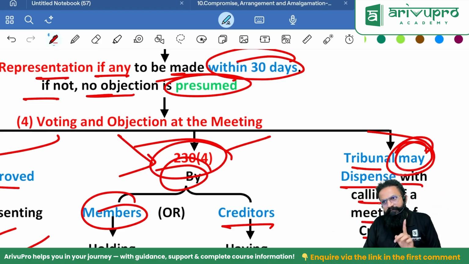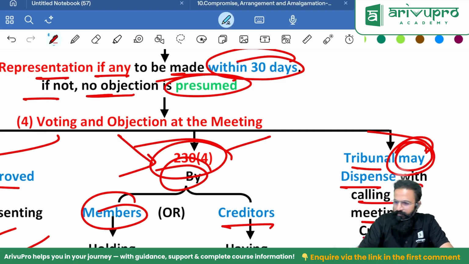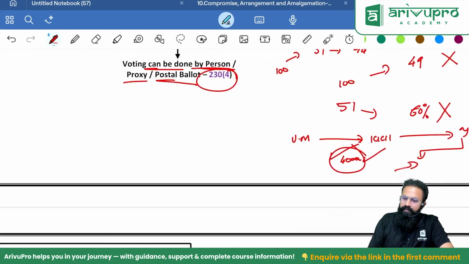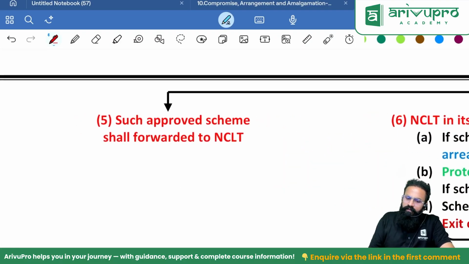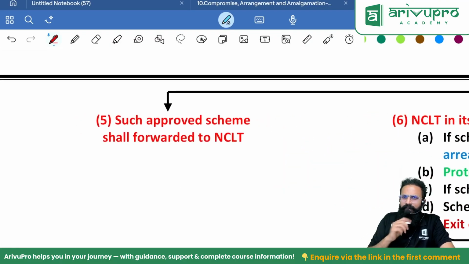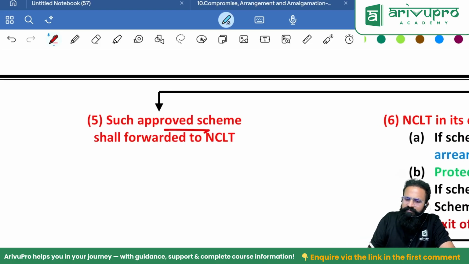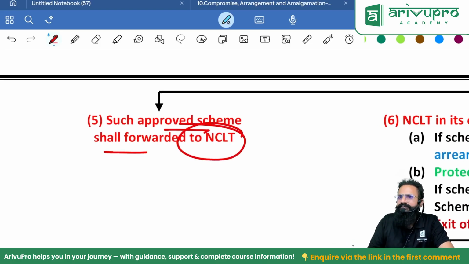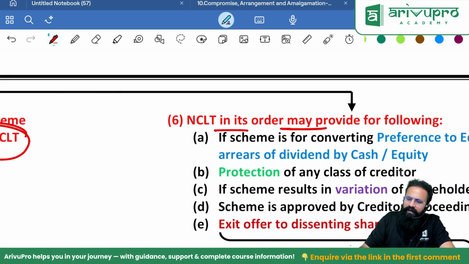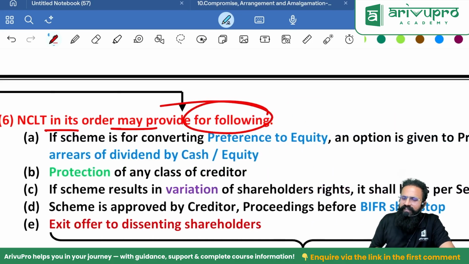Is this clear? So if there are two creditors and the compromise is between them, even if one rejects, they have to conduct a meeting. Correct, because you would have got only 50% at that time. Now the scheme is approved. Let us imagine the meeting was conducted. The scheme is approved. Such approved scheme shall be forwarded to NCLT. Now NCLT may pass the following orders. What will NCLT pass, people?